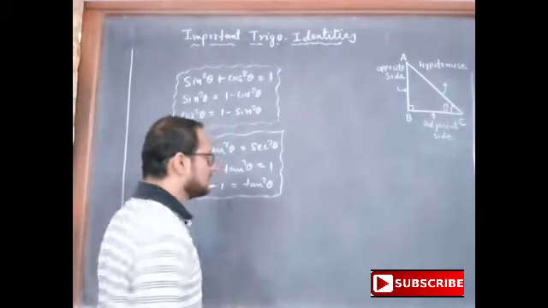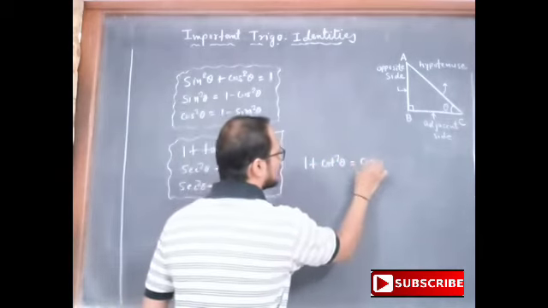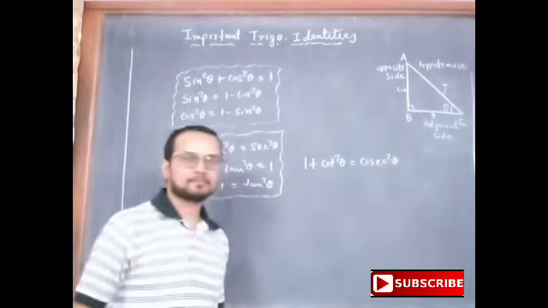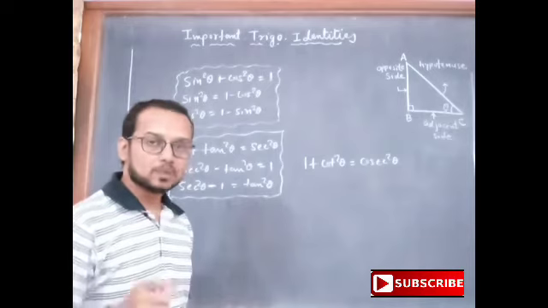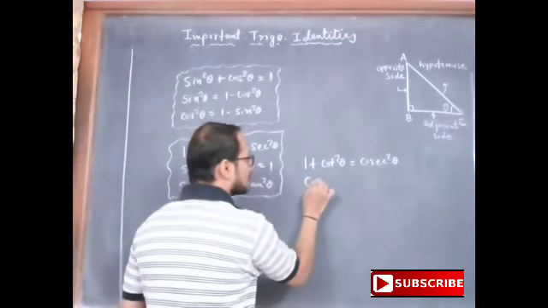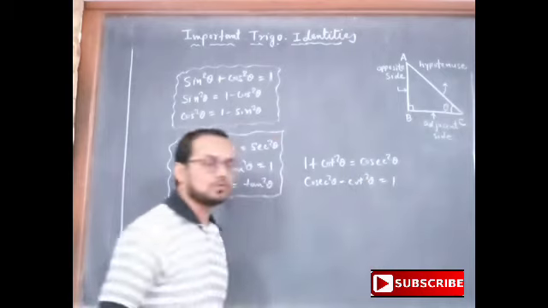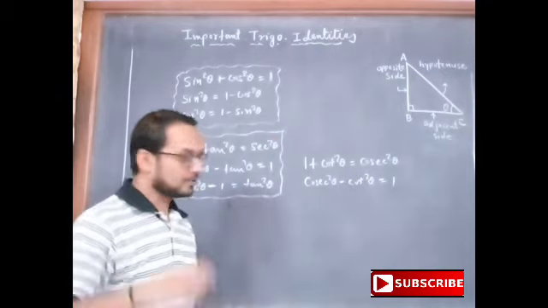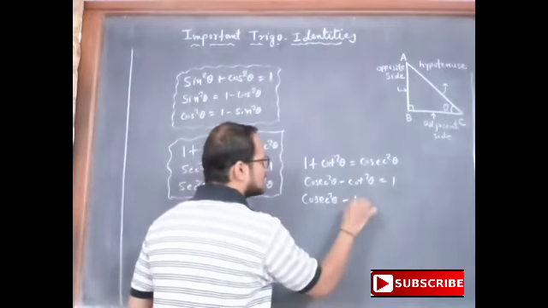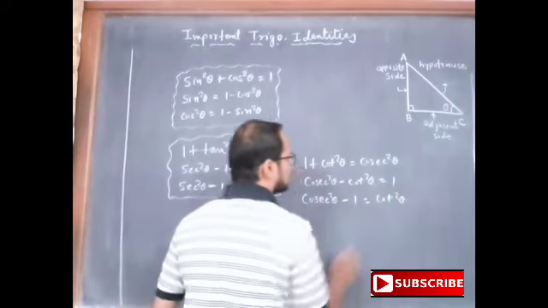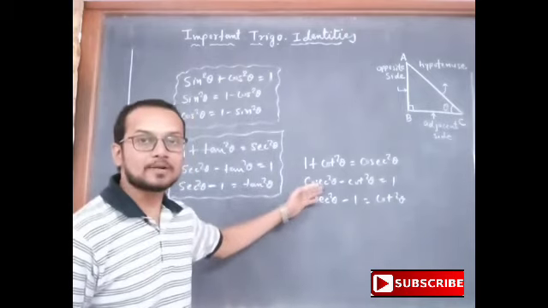The third identity is 1 plus cot square theta equals cosec square theta. From this identity, we get a relation: cosec square theta minus cot square theta equals 1. And one more relation we get is cosec square theta minus 1 equals cot square theta. So this is the third identity and the relationships acquired from it.